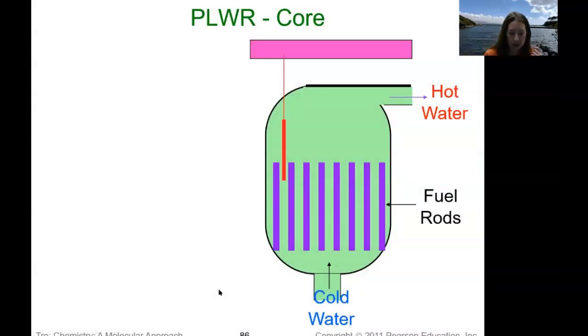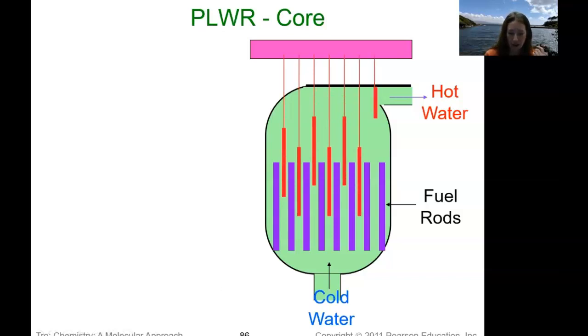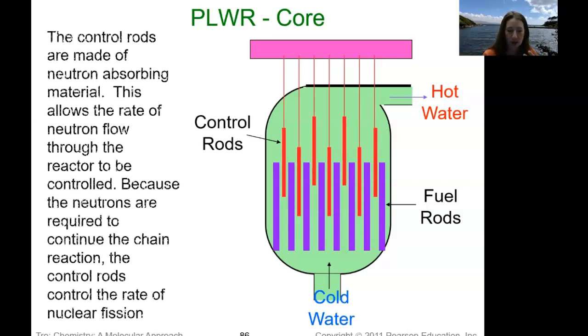Okay, so just to show you again, here's what it looks like when they put those control rods in, right? They can put these control rods in to absorb these neutrons. And again, this is how they control the amount of energy, by using these control rods. So that's just a little bit of basic how nuclear energy works.